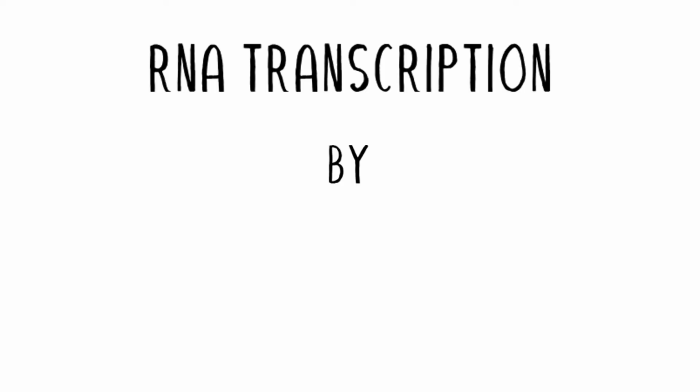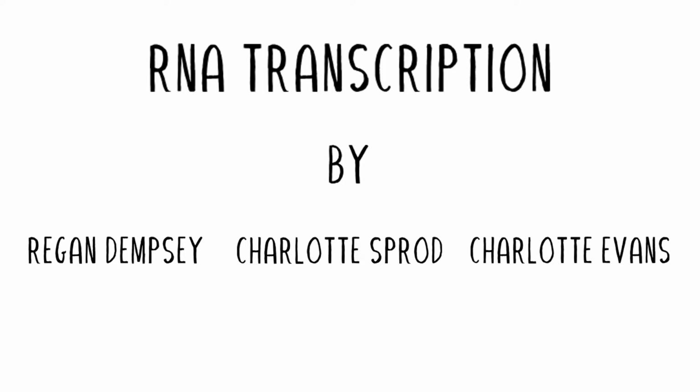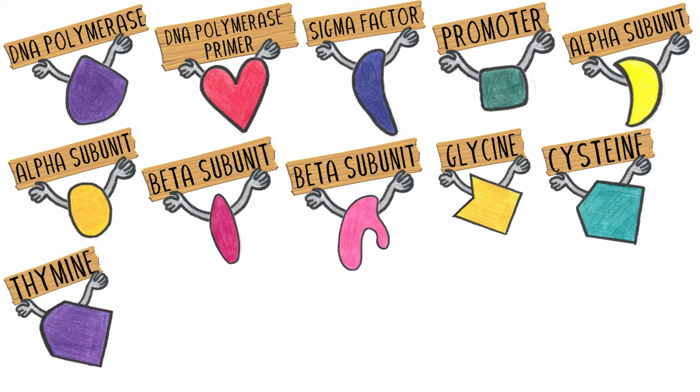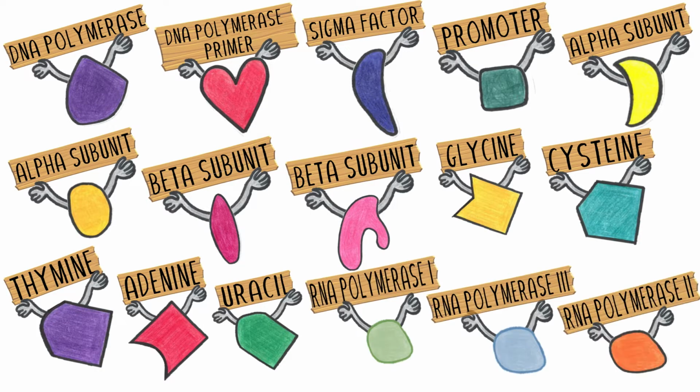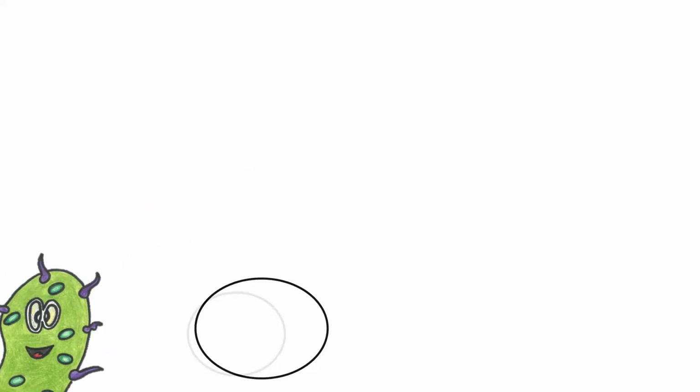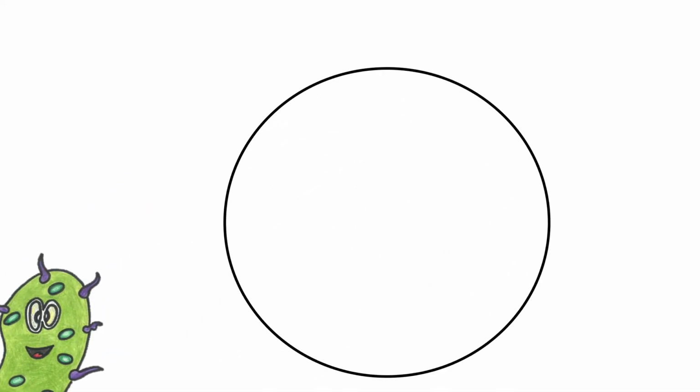Hello and welcome to our animation showing RNA transcription. We are going to cover the different types of polymerase, promoters, transcription, splicing and toxins. There are a lot of molecules responsible for this complex process and they are shown here. This is Bertie and he is going to briefly introduce what RNA transcription is.